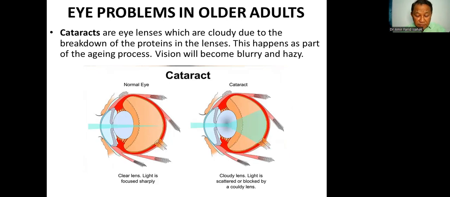So if you have cataract, then your lens become cloudy, then the light is not focused sharply to the back of the retina. Instead, it is scattered or even totally blocked. If totally blocked, then you see nothing, it's all black. If it's scattered, then everything becomes blurry.